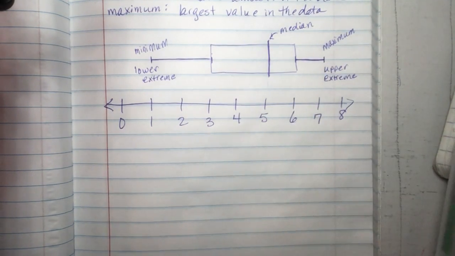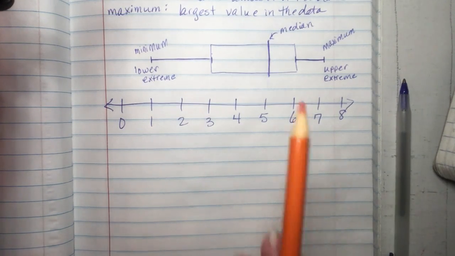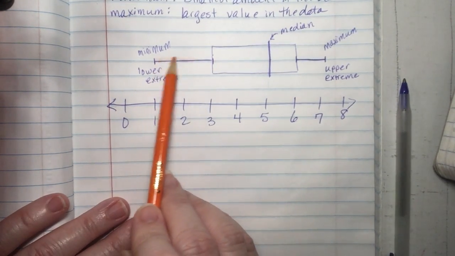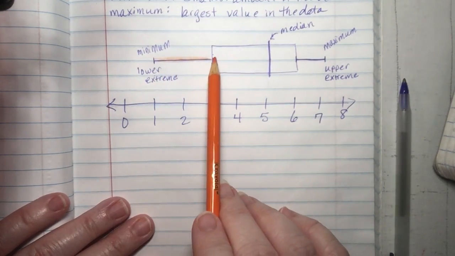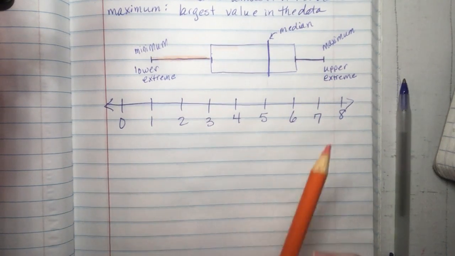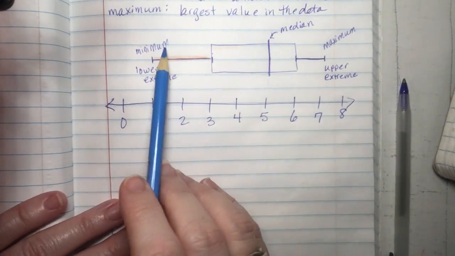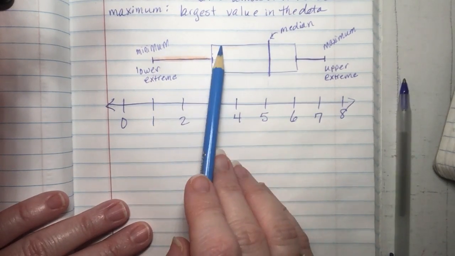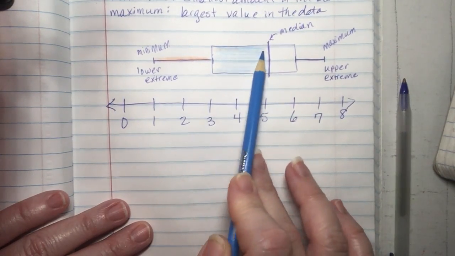Hopefully you can see 4 pieces here. This. Right, this. I guess I should use different colors. This piece, 25% of the data fits in here. 25% of the data is in here.